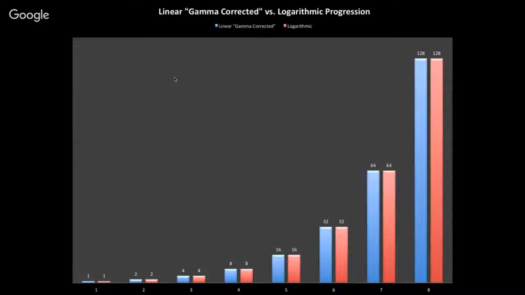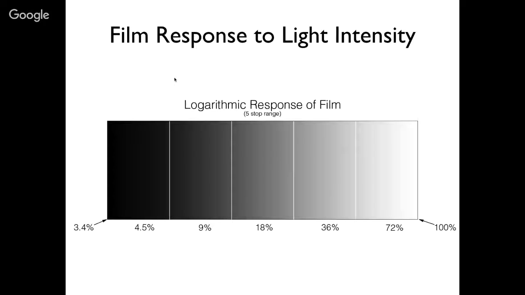Why does that matter to us? Have we talked about why 18% gray is 18% gray in this class? Did we go through that? Okay, well, why is 18% gray? Why isn't it 50%? It's the middle logarithmic. Exactly. In a logarithmic scale, it's the middle.